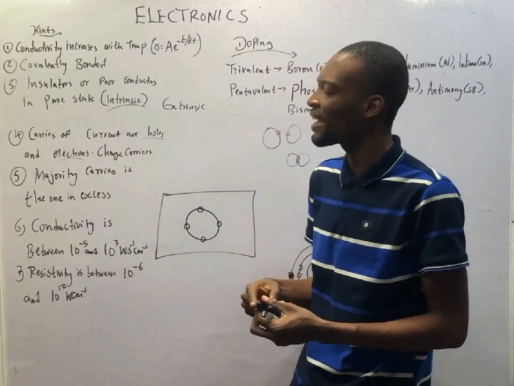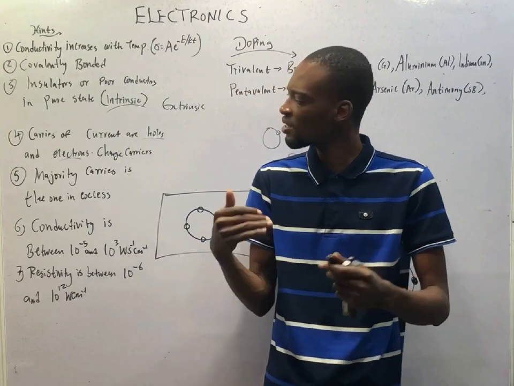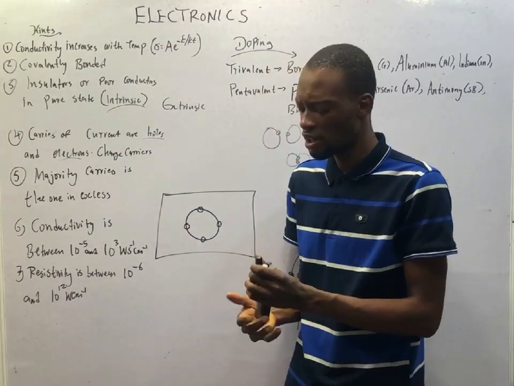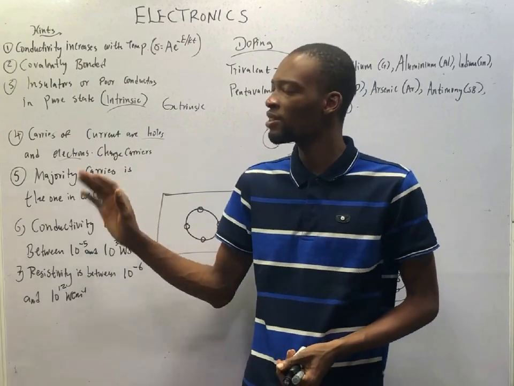Conductors carry current based on electrons. Electrons are mainly the charge carriers in conductors. But semiconductors conduct by means of holes and electrons.